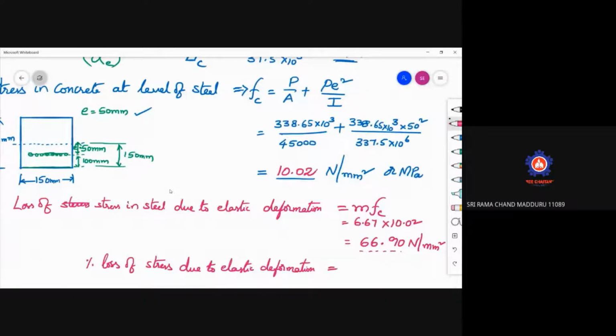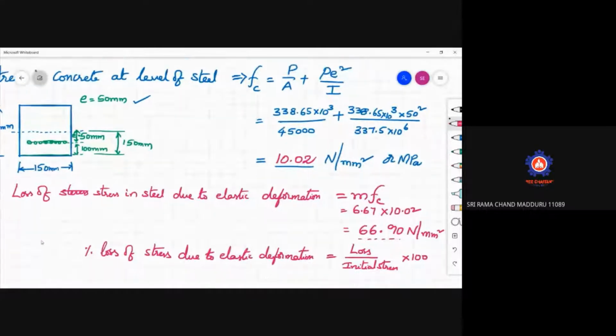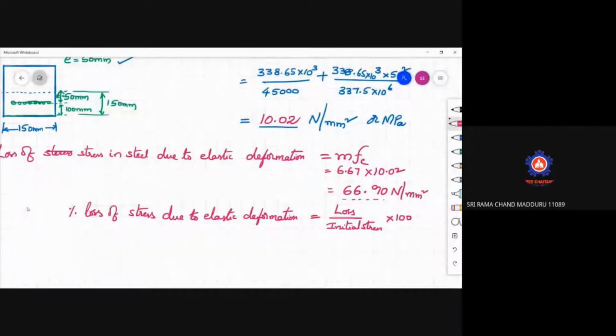is equal to, you know, this is the loss. So loss by initial stress into 100. Percentage loss of stress due to elastic deformation is equal to loss, which is 66.90 by initial stress 1100 into 100.